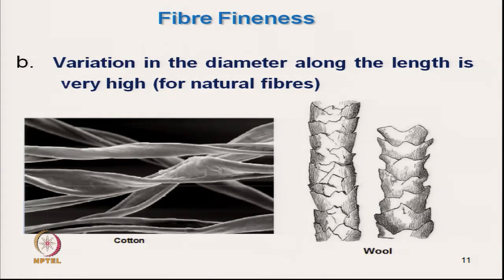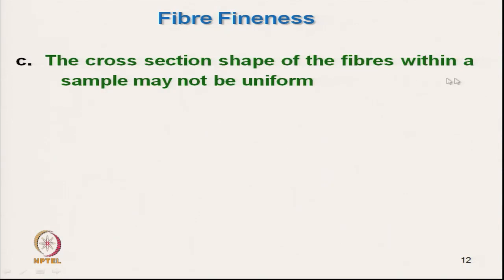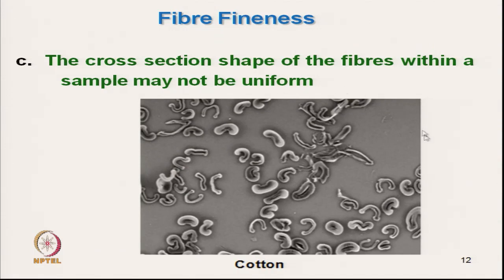Wool has a different structure. In the case of wool we try to take the mean diameter in terms of micron, but for natural fibers the diameters are not uniform. The cross sectional shape of fibers within a sample may not be uniform. If we see the cotton fiber, the cross sectional shapes of different cotton fibers are totally different, there is no uniformity. So, we normally do not measure the diameter here.